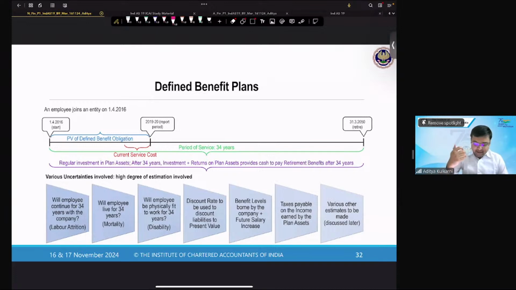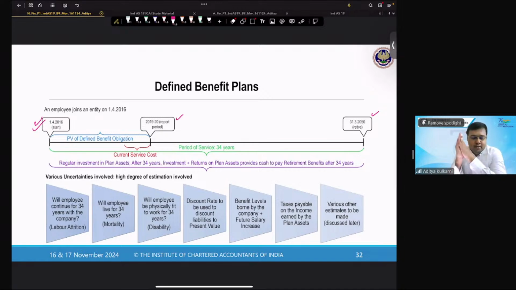So let us assume I have an employee who joins an entity on 1st April 2016. And he's expected to retire on 31st March 2050. That means he will work for a period of 34 years with us. 2019-20 is my reporting period. We will report then. Now, what are the problems or the typical things that we face? I am reporting for 2019-20.